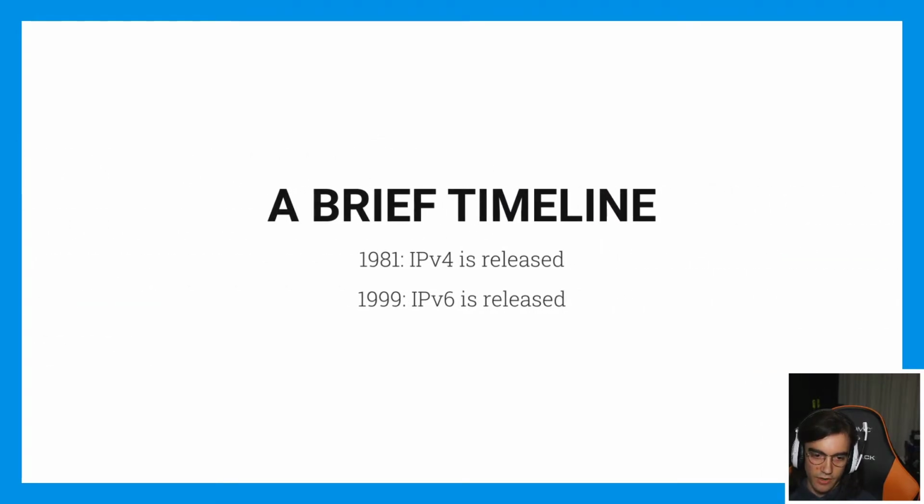So I've got a very brief timeline here, which is that in 1981, IPv4 was officially released, and later on, in 1999, we realized that we needed some improvements to IPv4, so we came up with IPv6. But unfortunately, it sounds like it's been out for a long time, but you might not have heard about it because it's just nowhere near the adoption level of v4 yet.